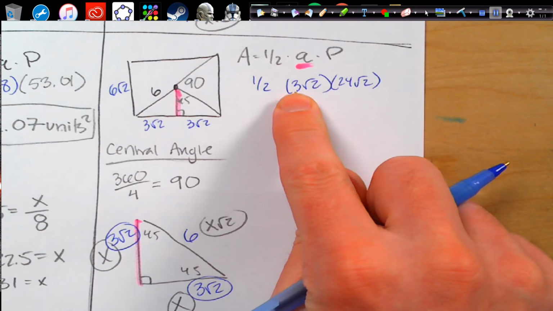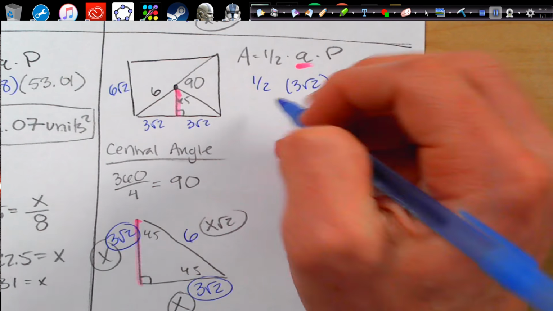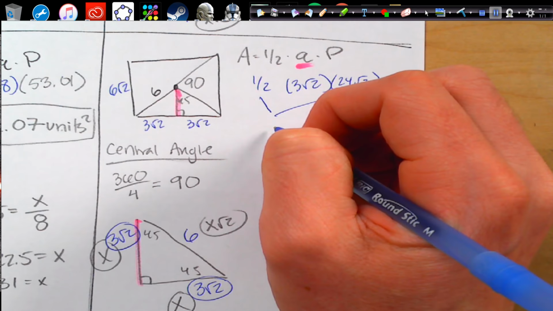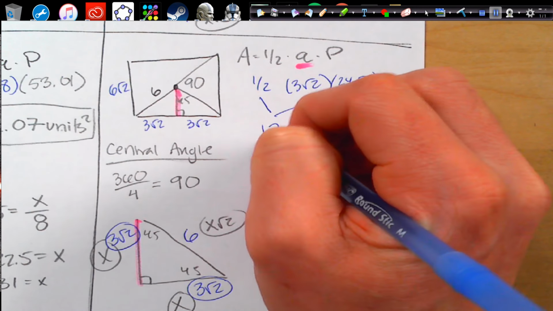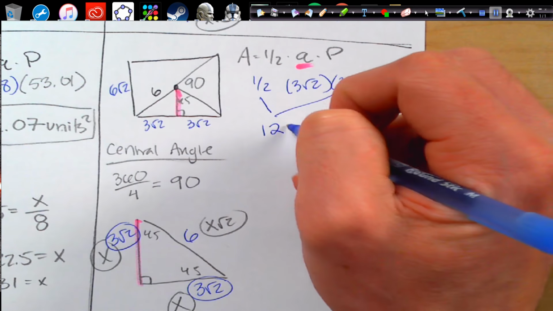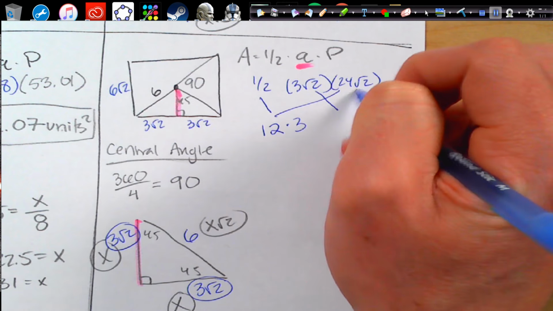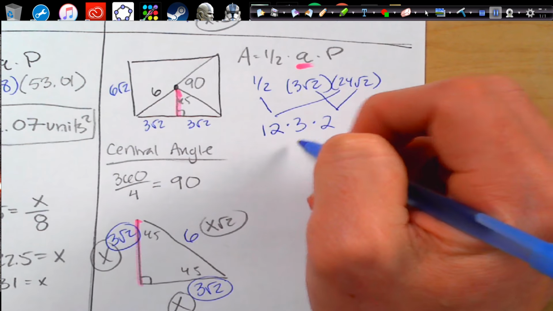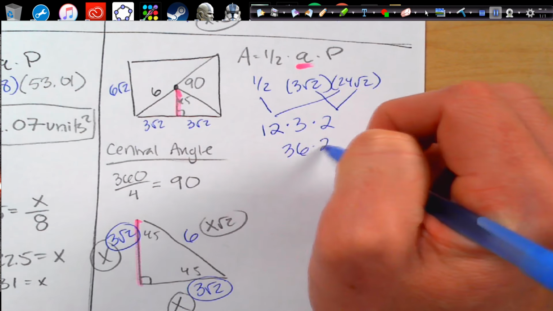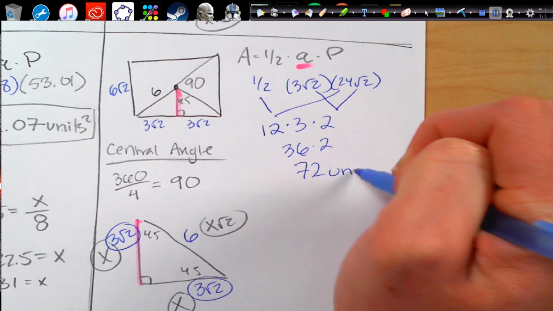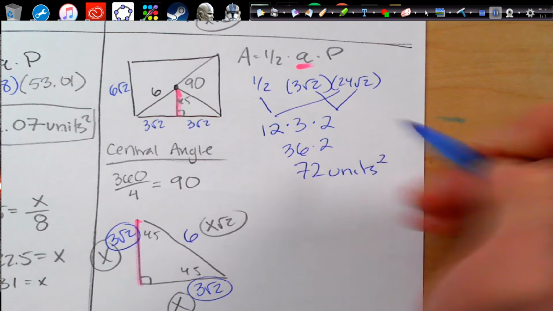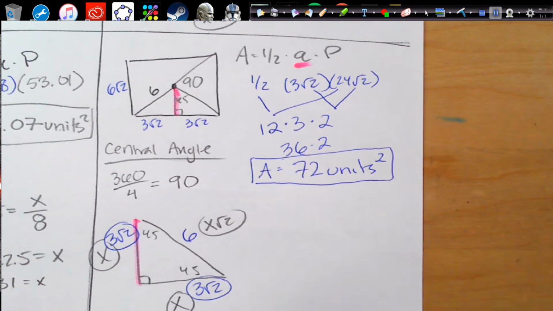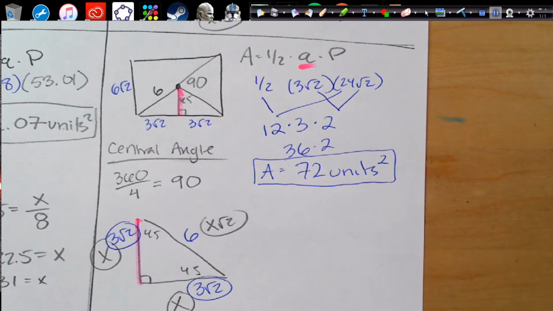And then we can go ahead and multiply numbers together. 1/2 times 24 is going to give me, I want to say 12. Times, bring the 3 down, and then rad 2 times rad 2 is going to be 2. 12 times 3 is going to give me 36. Times 2, 72 squared units. And that is the last problem.